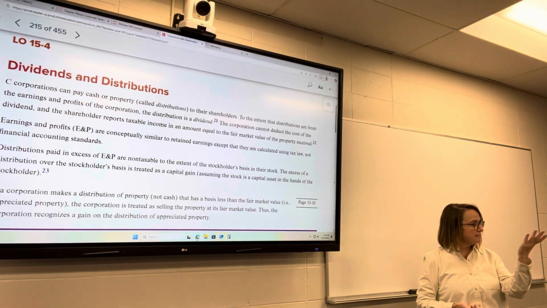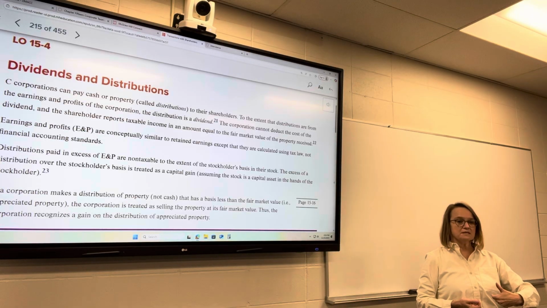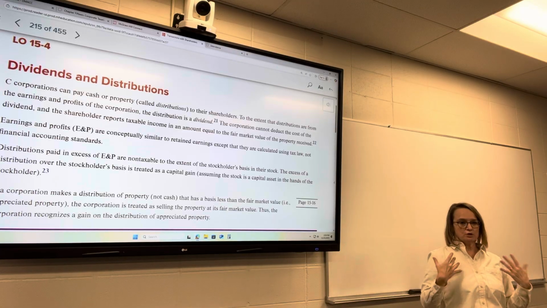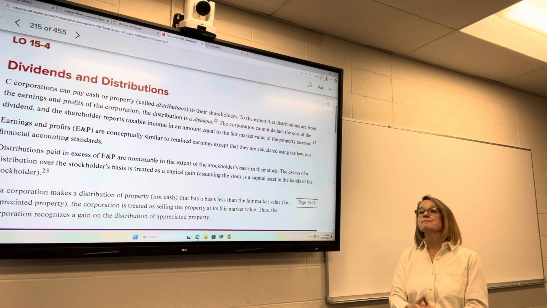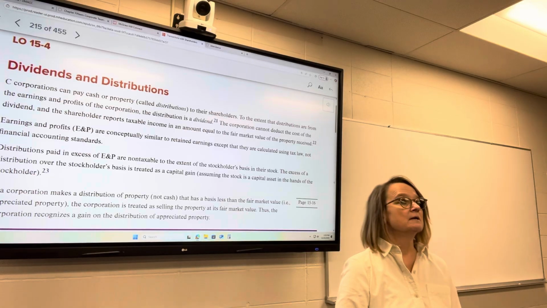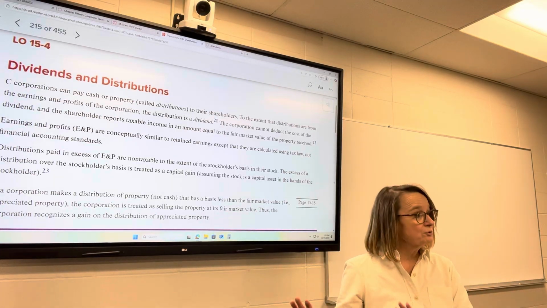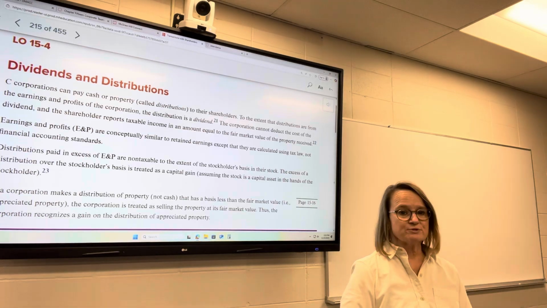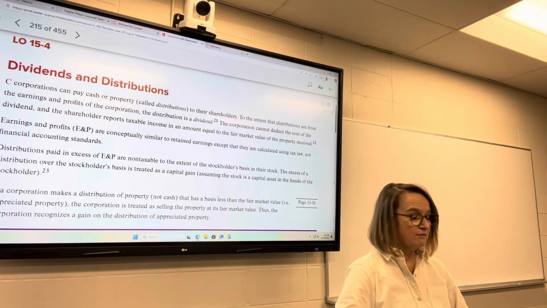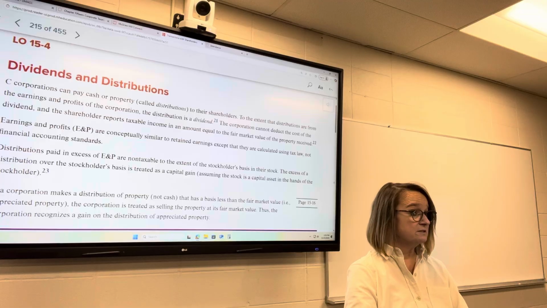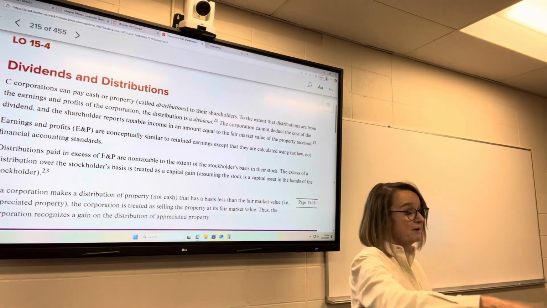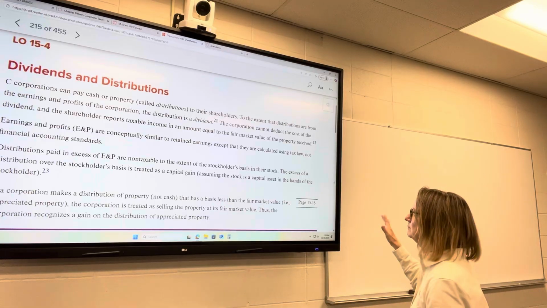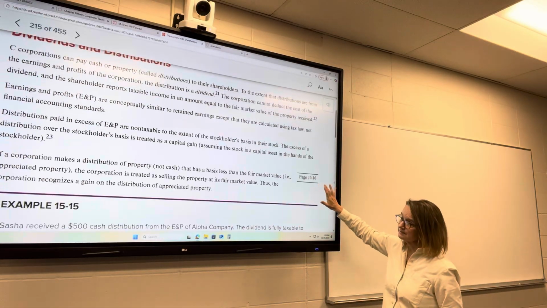But if the payment is more than the basis, then the amount over and above would be a capital gain. So if you paid $1,000 for stock and the company, not through earnings and profits, pays you $1,200, then $1,000 is your return of investment. So now your basis is zero, and the $200 over and above that is capital gain. It wouldn't be considered a dividend.